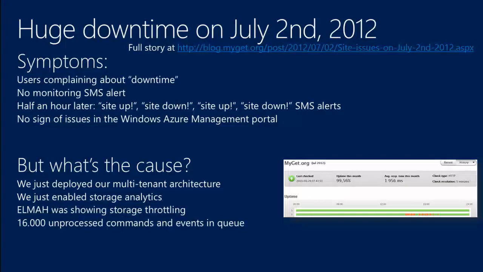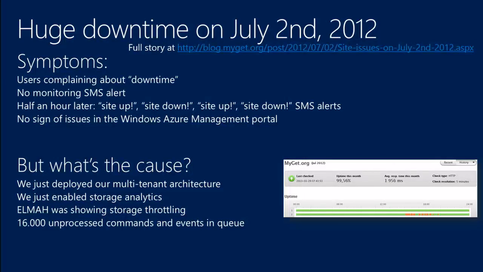We saw on Twitter that some users were complaining about downtime. And we were like, downtime? We all have a smartphone, so we open our smartphone, go to the website, and we see the website is still loading. We didn't get any SMS messages alerting us that the service was down. We didn't see anything special in our logs until half an hour after the first tweets we saw and after the first support emails that came in. We started receiving SMS messages saying the site is up, site is down, site is up, site is down.